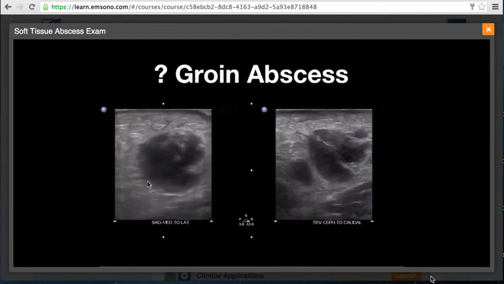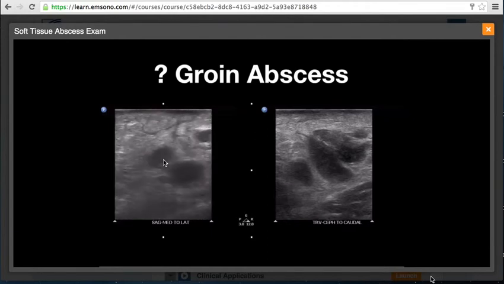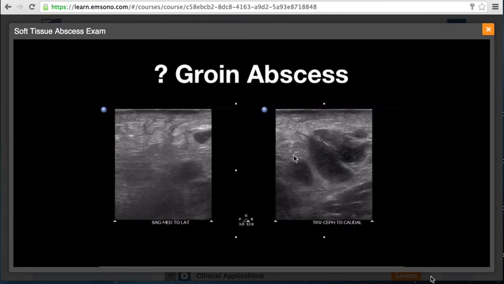So I went ahead and performed an ultrasound, and you can see that he's got this fluid-filled structure right here. It's got irregular borders. You can see that there's this hypoechoic area here with internal echoes. And on transverse scanning, you can see that there's some internal swirling of the contents in this region. So the question is, is this an abscess?